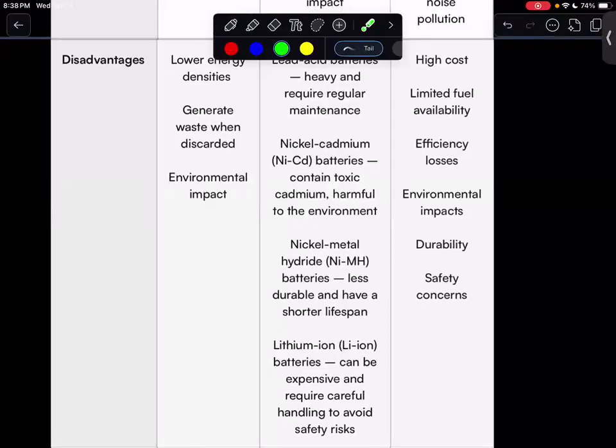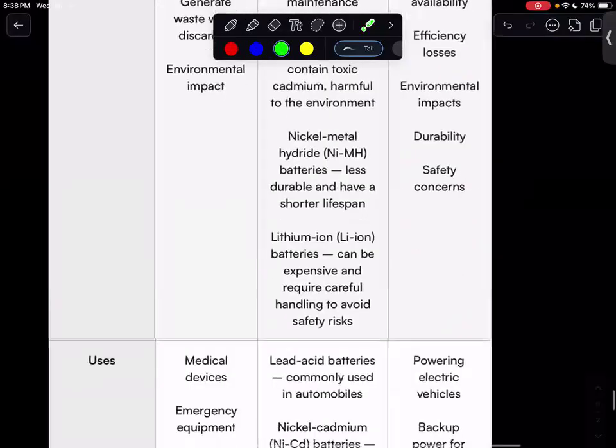Now, hydrogen fuel cells are incredibly expensive to make. The fuel availability is very low. We get a lot of loss in the creation and transport of these fuels. This can lead to environmental impacts as we're talking about how to transport, how to generate and create these fuels that we can use. They're not very durable, and people have safety concerns about them quite frequently.